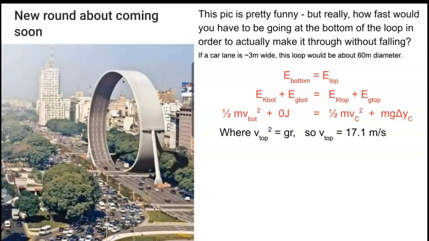But in this particular case, the minimum speed at the top of the circle is the square root of gr, which I get to be 17.1 meters per second, which I then substitute in for the speed at the top. And I went ahead and changed those subscripts from C to top because that was driving me nuts. So the mass divides out all the way across because I don't know what kind of car you're driving.